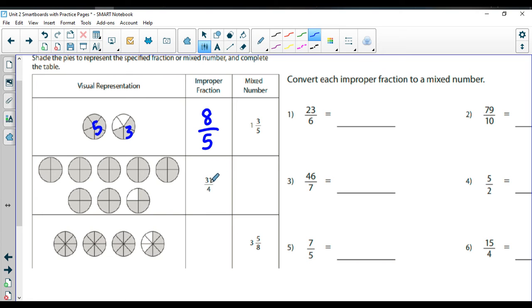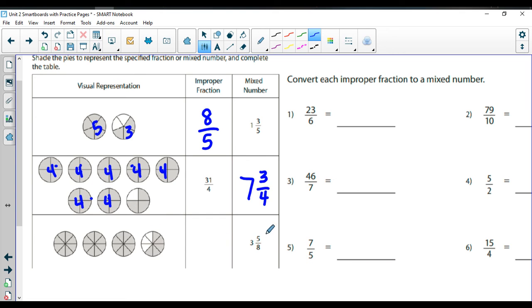In this one, you can either divide and realize, oh, I'm going to get 7 with 3 left over, or you could count, say, 4, 8, 12. We could keep going, 16, 20, 24, 28, 31 fourths, which is right there. 1, 2, 3, 4, 5, 6, 7 wholes, and 3 fourths shaded, which gives us our mixed number. So those are our 2 options here.